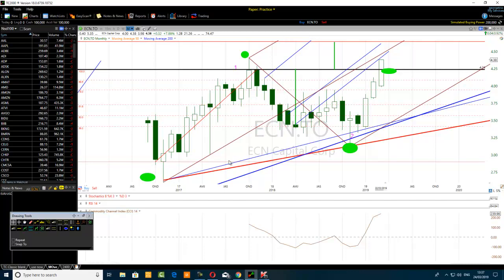All right, so this will conclude our discussion today about a simple Elliott wave strategy for ECN capital technical traders.